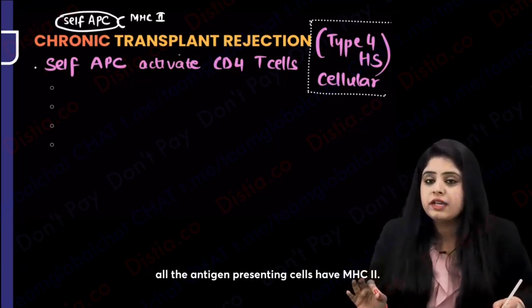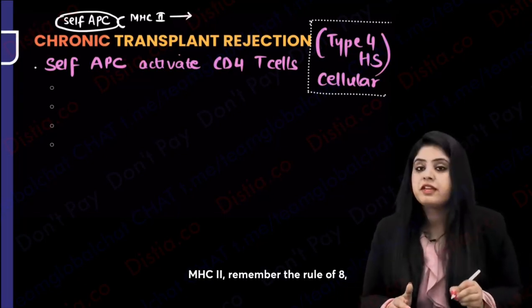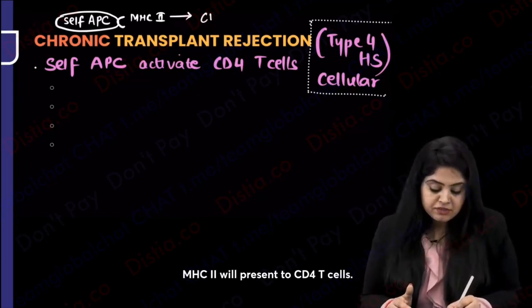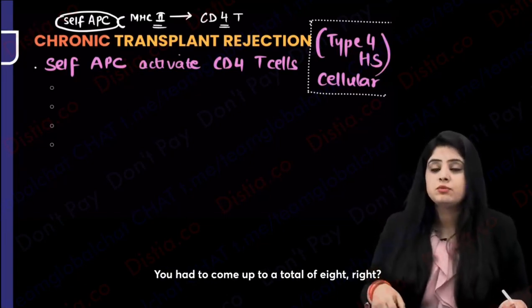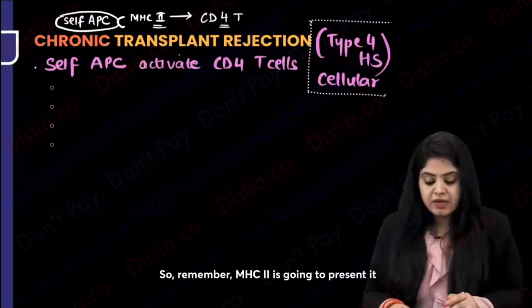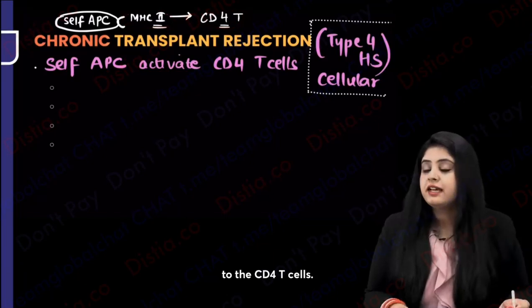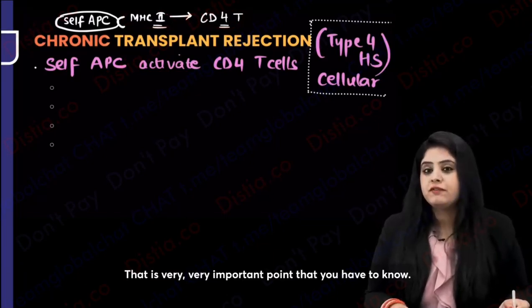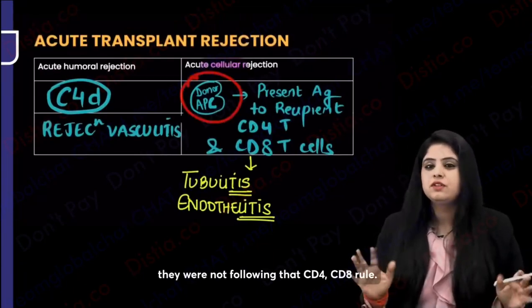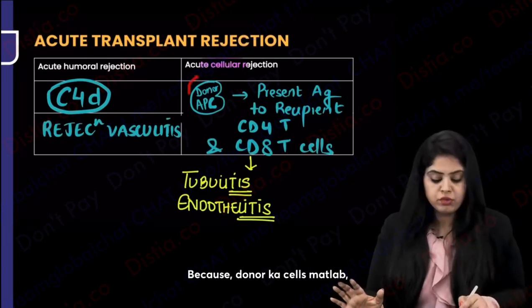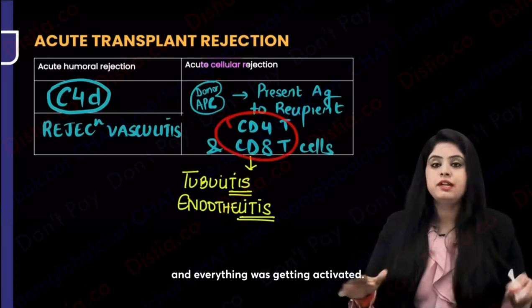All the antigen presenting cells have MHC2. MHC2, remember the rule of 8. MHC2 will present to CD4 T cells, because 2 times 4 is 8. You had to come up to a total of 8, right? So remember, MHC2 is going to present it to the CD4 T cells. That is a very, very important point that you have to know. So now I realize that when the donor's antigen presenting cells were coming, they were not following that CD4 CD8 rule, because the donor's cells were automatically coming from outside into my body and everything was getting activated.